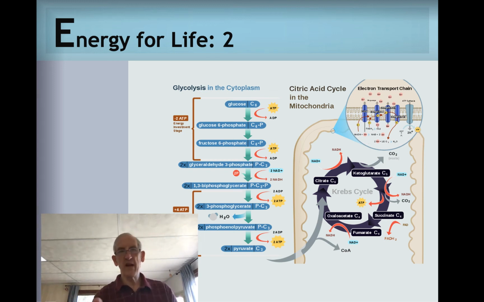This is the second video in our review of Energy for Life, and in it we're going to do a quick review of some of the things we talked about in video 1, and then we'll look at an overview of the breakdown of carbohydrate from start to finish, and then we're going to look at the two ways that you can provide energy for the resynthesis of ATP anaerobically. And so here we go with that.